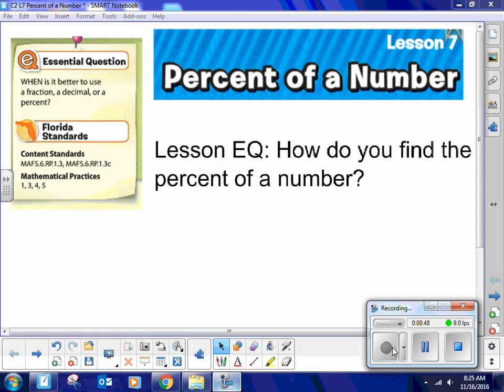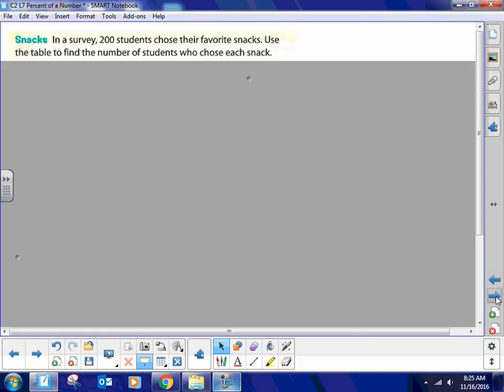The lesson essential question: how do you find the percent of a number? We will describe as we go along. I will not answer that right now. I'm going to have you answer that question. This is going to be an answer you should be able to come up with, because I'm going to show you two ways to find the percent of a number.